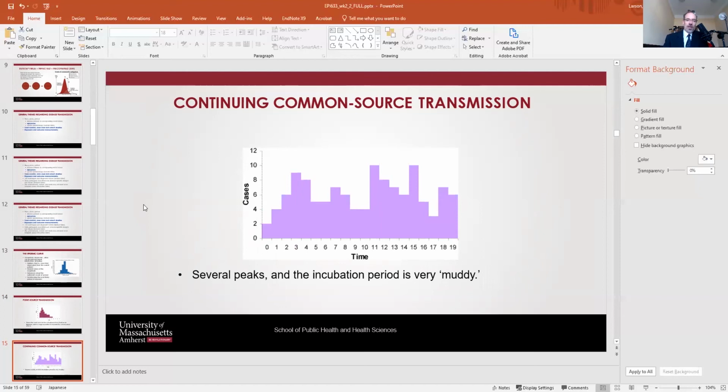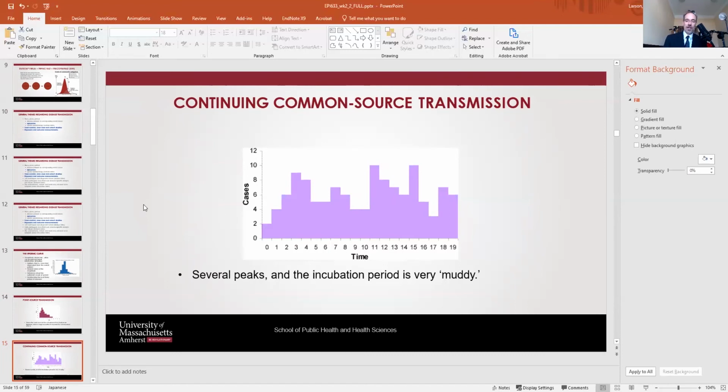Continuing common source transmission. This is when transmission keeps occurring from a common source, and maybe the duration of exposure, of infectiousness at that particular source is long. New sets of people keep coming in, like when we think about the Broad Street pump in London that John Snow so heroically turned off. People were continuously exposed to that water until he turned it off. And so you'd see these peaks over time.